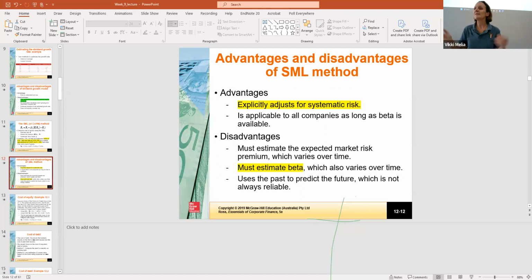Are there any questions about those two ways of determining the cost of equity for a company? If there's no questions, guys, why don't we pause there?